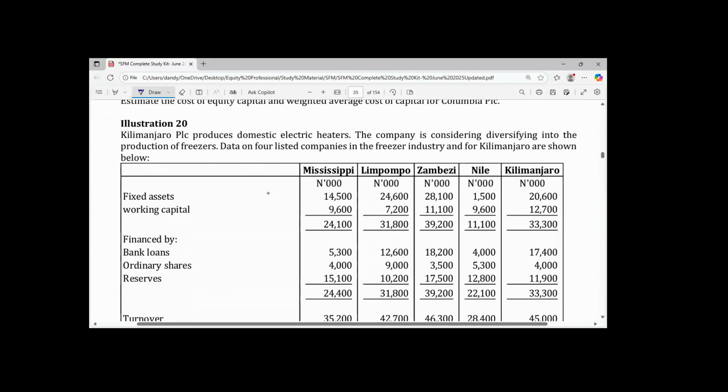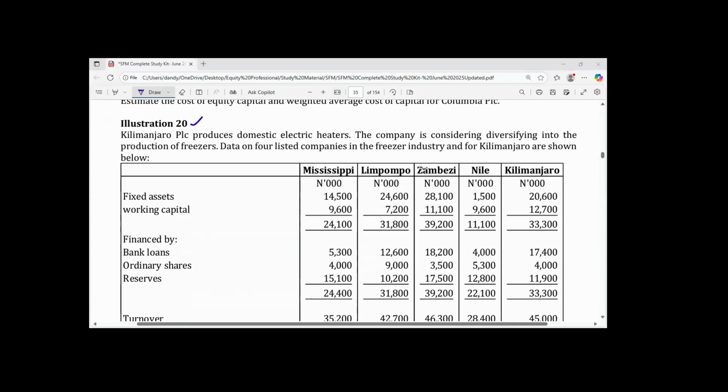Yes, I need one of you to read illustration number 20, Kilimanjaro PLC. Who is helping us to read it? Kilimanjaro PLC. Thank you. Go ahead.